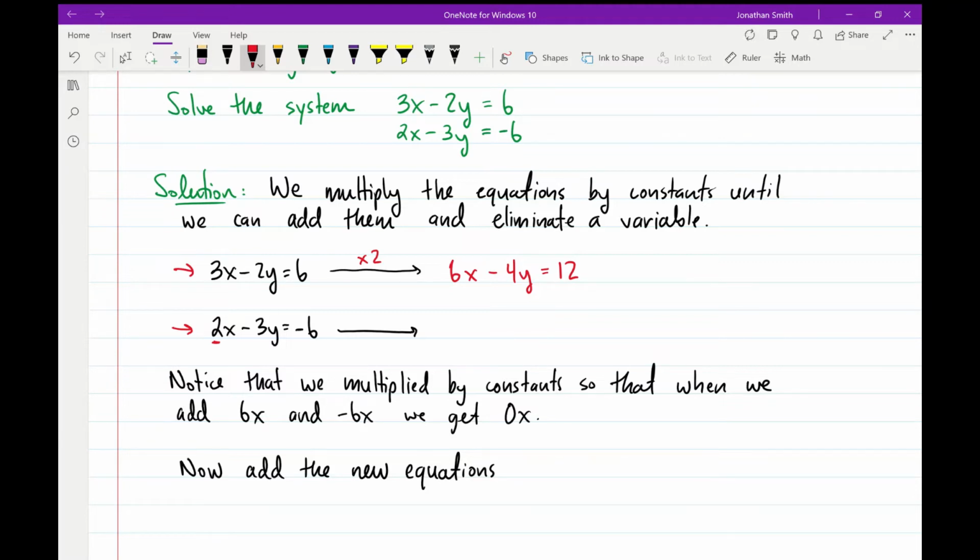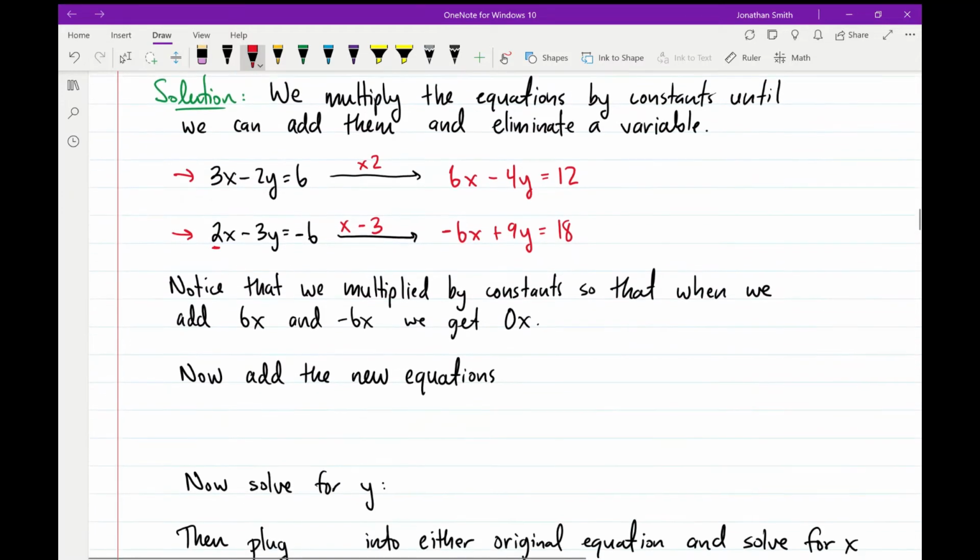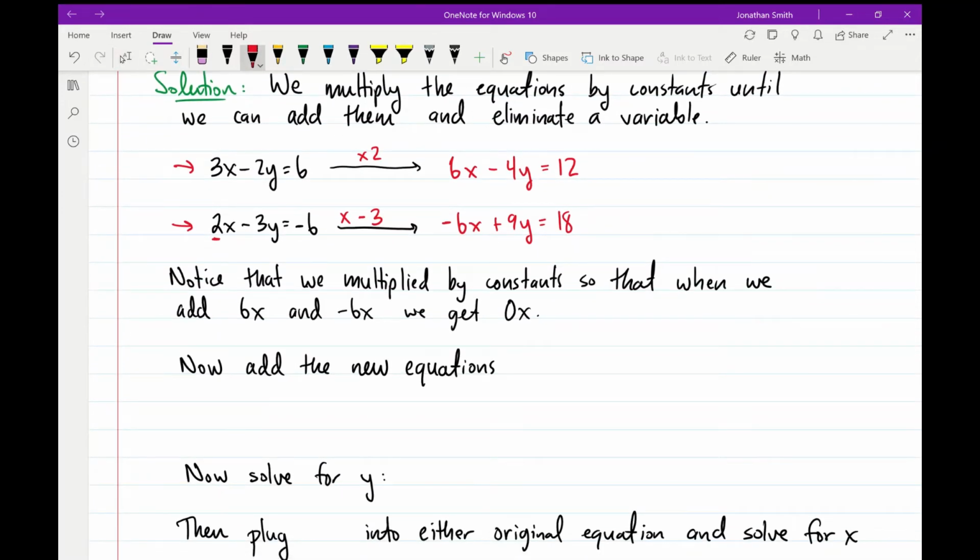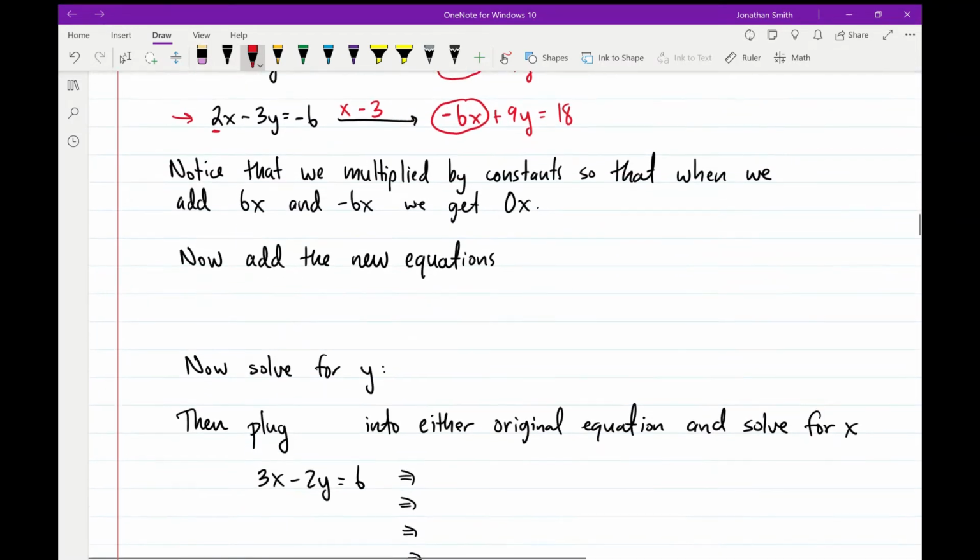So I'm going to multiply the 2 by a minus 3. We'll multiply the whole equation by a minus 3, and this is going to give us a minus 6x plus 9y is equal to 18. Okay, and now notice that we multiplied by constants so that when we add the 6x and the minus 6x together, we're going to get a 0x. So the x's are going to cancel.